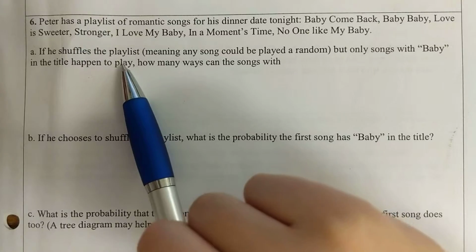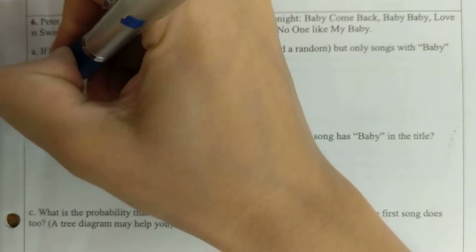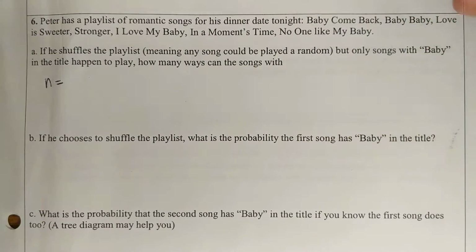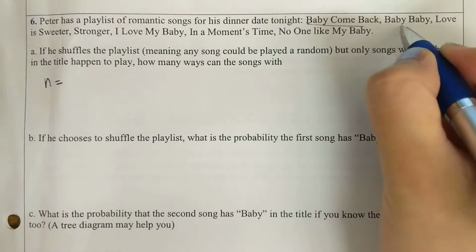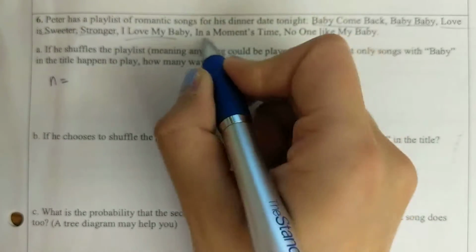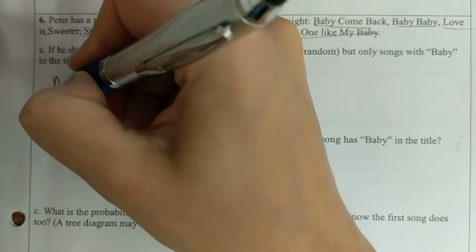If he shuffles the playlist, so any of the songs could happen. So he's pressing shuffle, it can choose from any of the songs. So there's 1, 2, 3, 4, 5, 6, 7. 7 total songs.